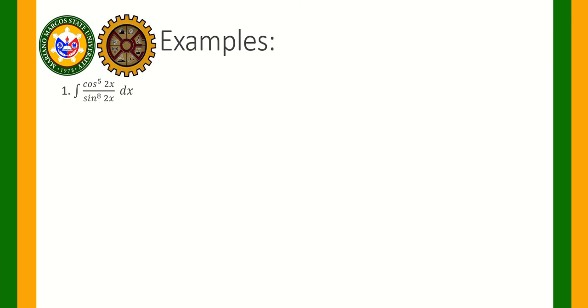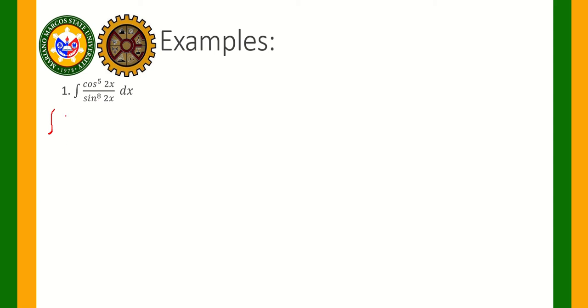So example number 1, the integral of cosine to the 5th power of 2x over sine raised to the 8th power of 2x dx. So what are we going to do here? First, we look for their identities. How do we do that? The power of the one on top and the one at the bottom should be the same, because we all know that cosine over sine is cotangent.